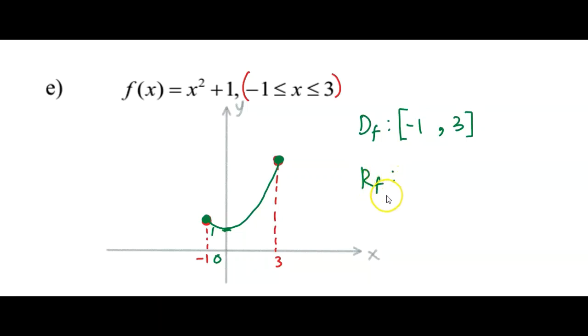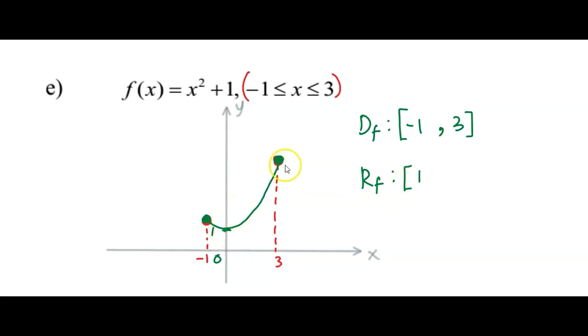Next, I need to find my range. For the range, you need to find the lowest point. From your graph, you can see the lowest point is this one. This is your minimum point, right? So the minimum point has the y value, that is the y coordinate, of 1, meaning that your range will start from 1. This is the lowest point that you have.